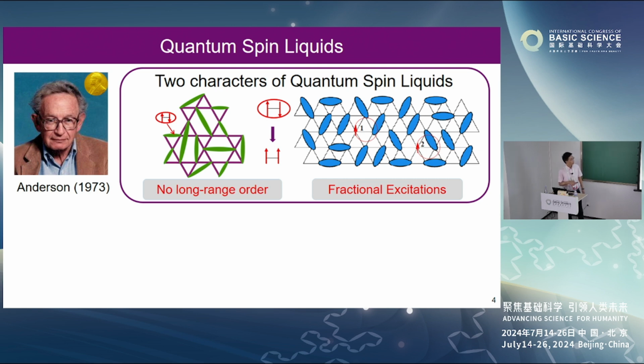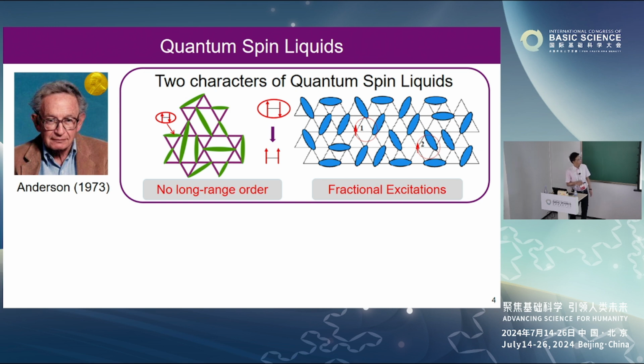However, these spins actually interact with each other very strongly. So these spins have strong correlation with each other, but they don't have any long-range order. This is the first characteristic of a quantum spin liquid. In addition to this, the spins can have fractional excitations. For example, you can excite this spin singlet to a spin triplet state.